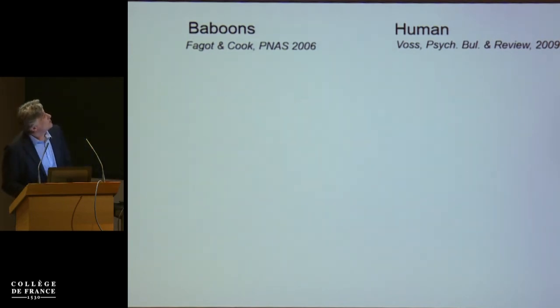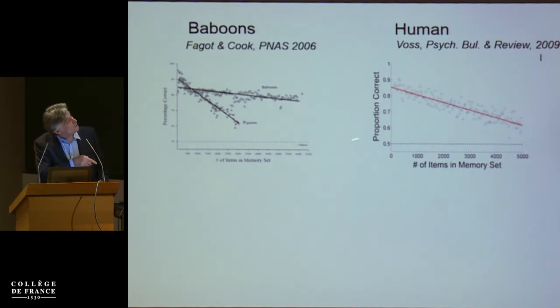So he did the experiments on himself, and these are the results he published in terms of the number of images that he could retain. You can see that this human could retain 5,000 images. So it's slightly less than baboons. He was 60% or 65% correct with 5,000 images. Baboons are slightly better here, and they could even remember more images.